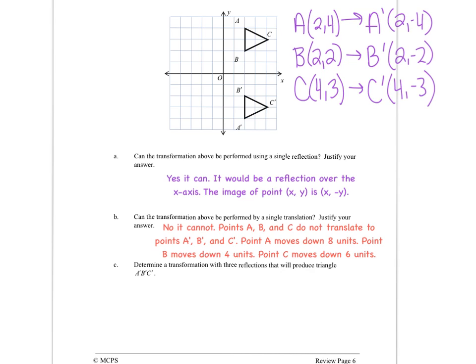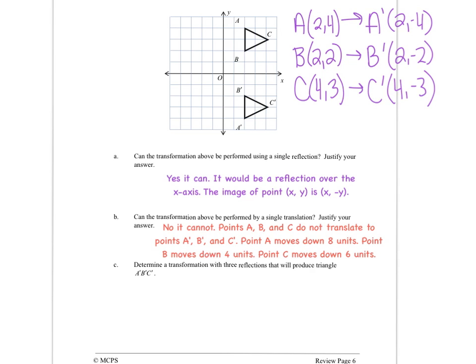So points A, B, and C do not translate to points A prime, B prime, and C prime. Point A moves down 8 units, point B moves down 4 units, point C moves down 6 units. Had the figures not been labeled, then you could say that the transformation above could be performed by a single translation. But remember, corresponding parts have to match up.